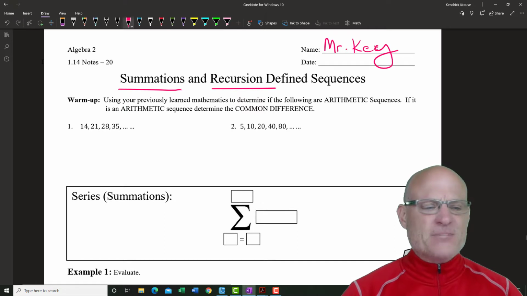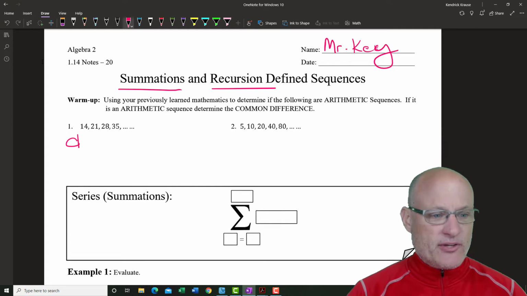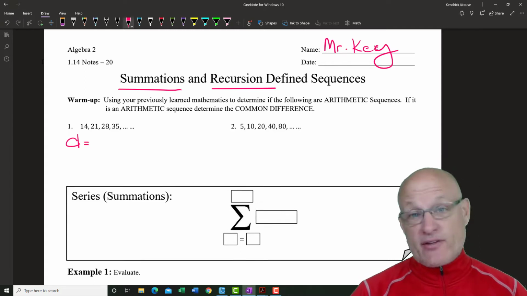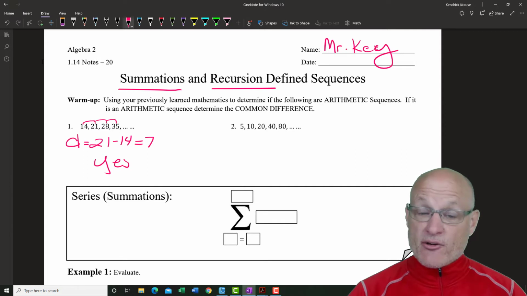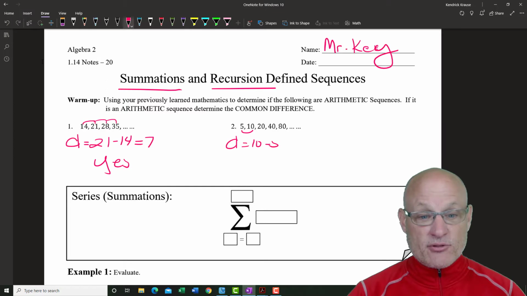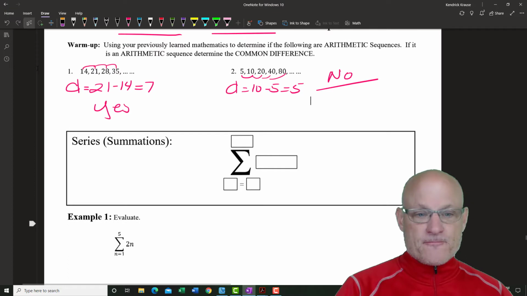All right, so let's see what we got. Let's do a little review. And the little review would say, if this is an arithmetic sequence, then the difference between these values should be the same. And we simply just go 21 minus 14. We see that that value is 7, and we say to ourselves, oh yeah, we're adding 7, adding 7, adding 7. So yes, this would be an arithmetic sequence. Here we're adding 5, right? Our d is equal to 10 minus 5. So clearly we're adding 5, but then we're adding 10, then we're adding 20, then we're adding 40. You know, this is not an arithmetic sequence. So that's just a little review from yesterday.